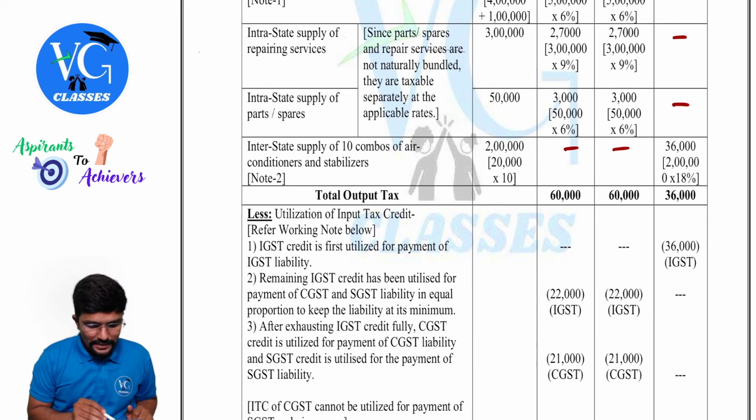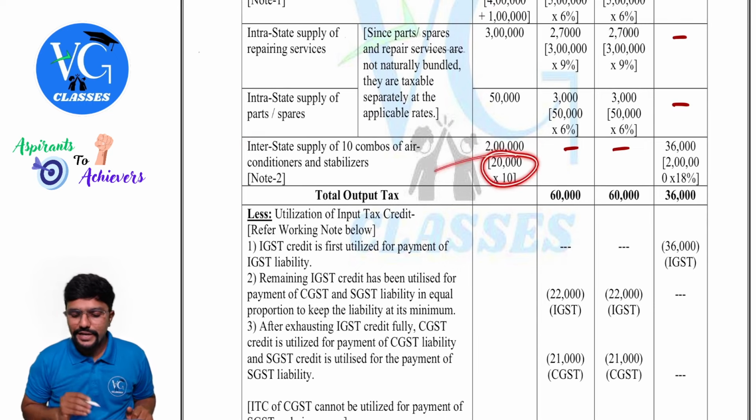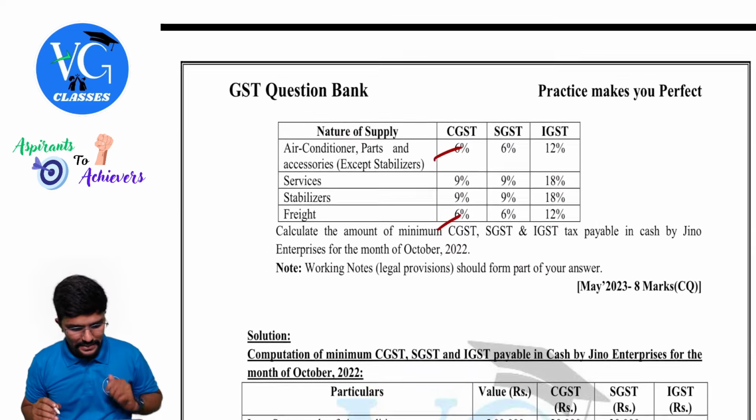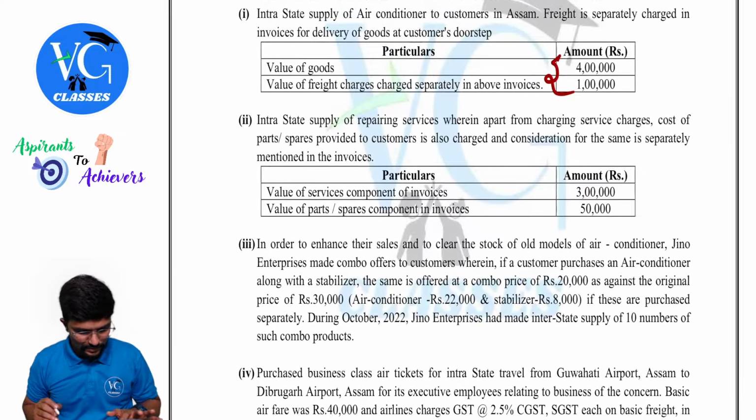Next, interstate supply of 10 combo of air conditioners, 20,000 into 10. On that, IGST 18%, guys. IGST 18%. So just a minute. What is the combo sale?